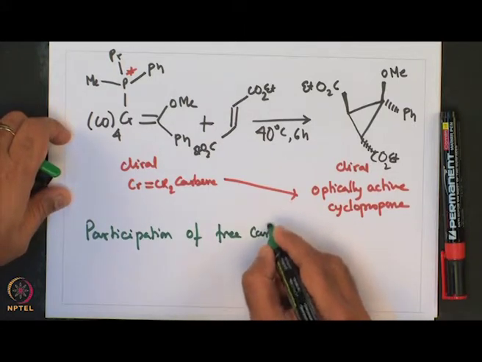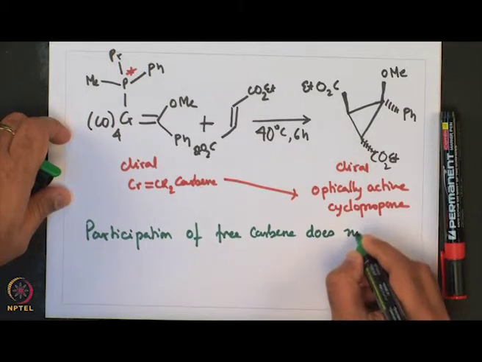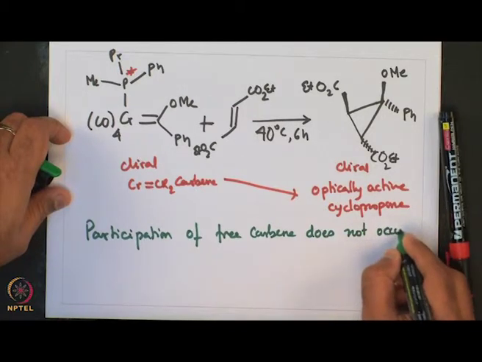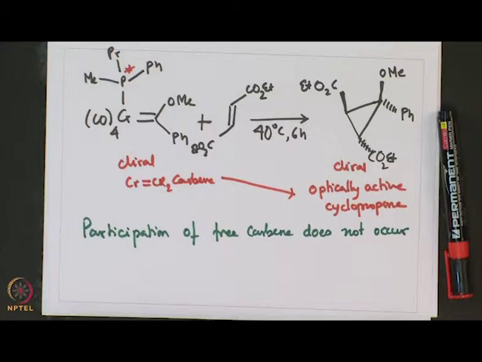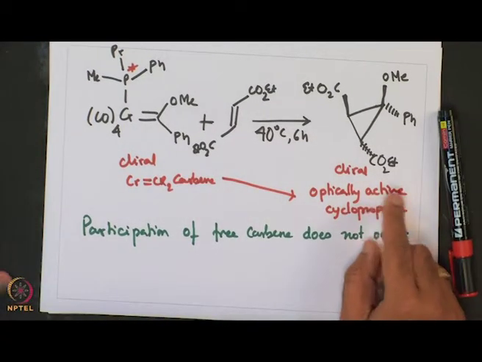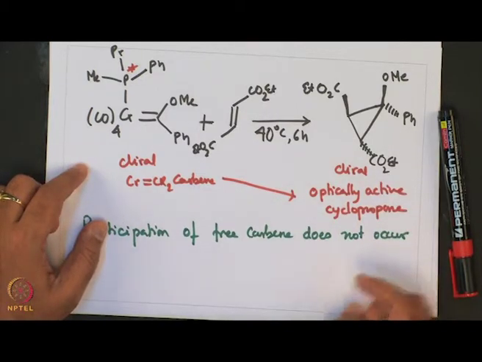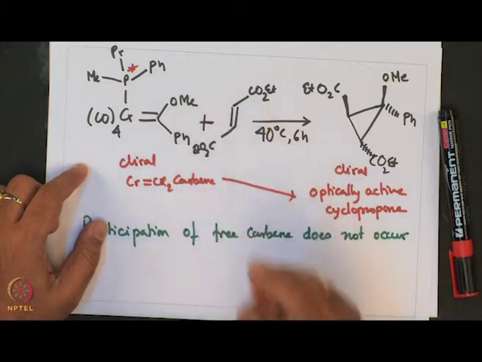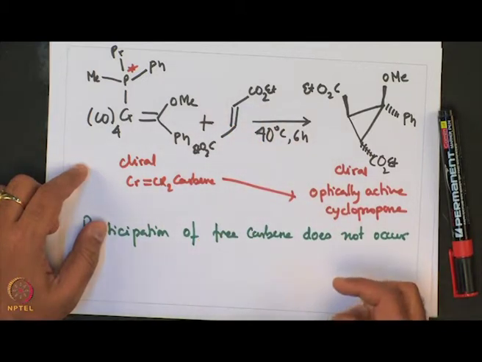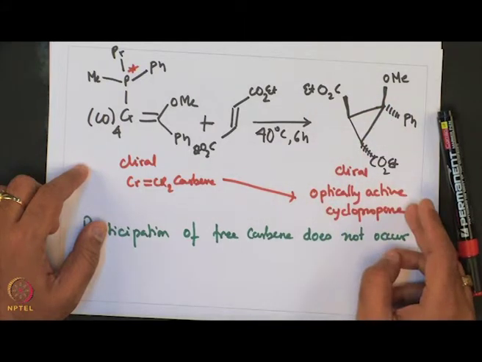Free carbene does not occur. Because had free carbene participated, then this optically active cyclopropane ring would not have formed, because the free carbene could add to this diethyl fumarate from both sides, resulting in a racemic mixture of the cyclopropane ring.